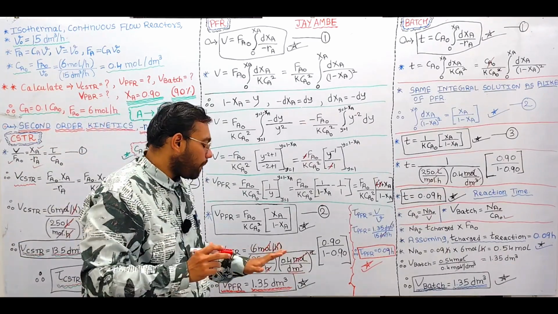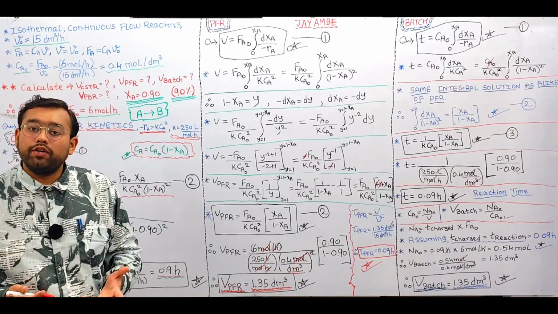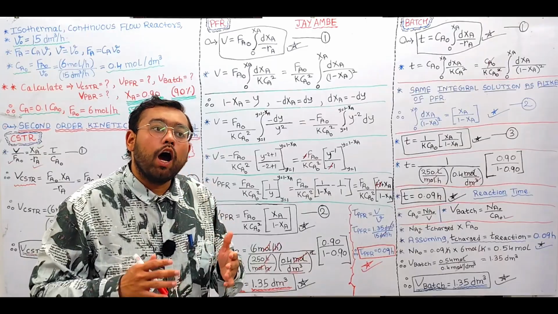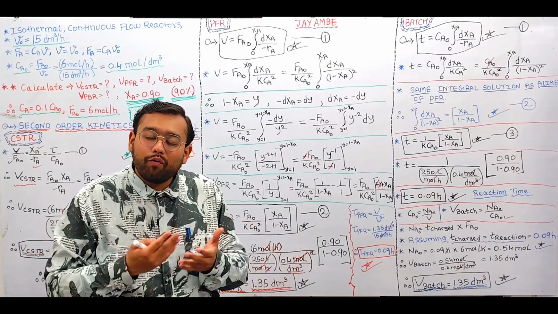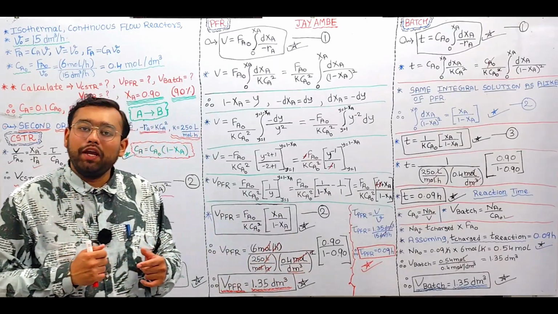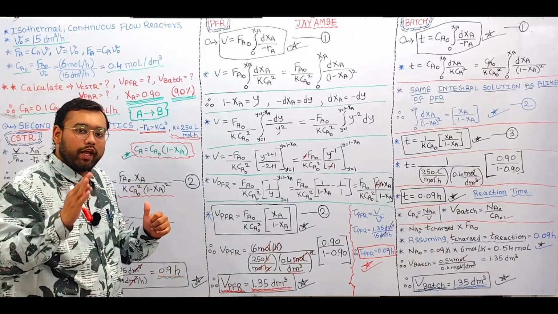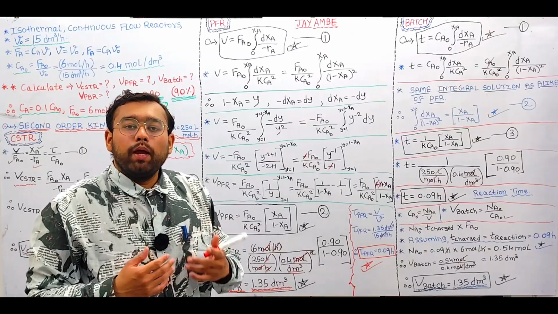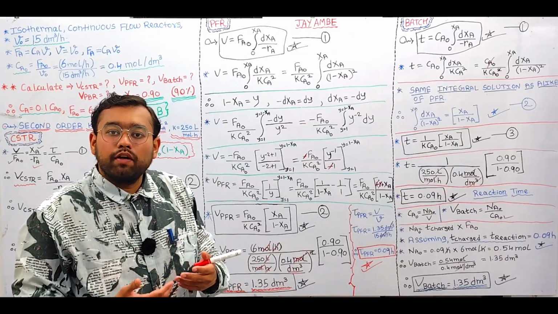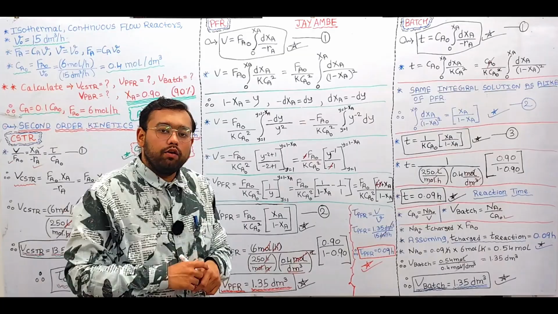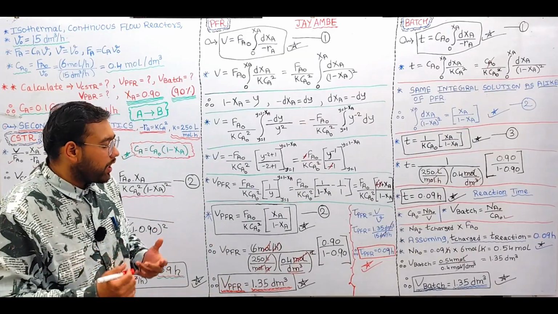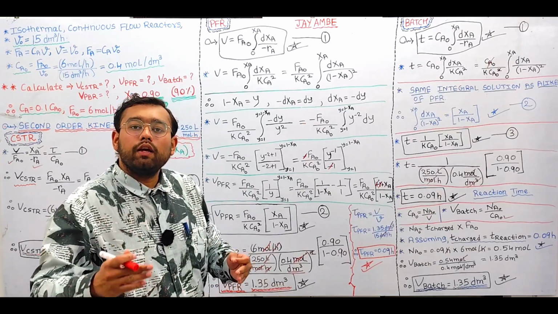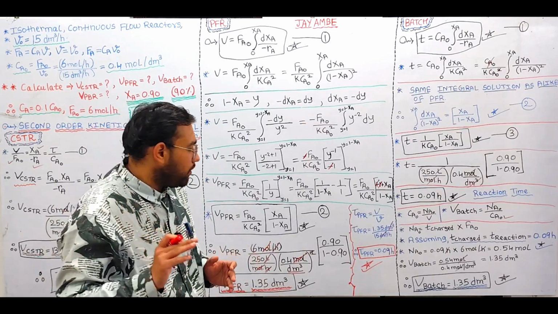Okay, now the next question: we have designed the volume of the plug flow reactor, but how much time will it require in order to achieve the desired conversion of 90%? We need to calculate that. Here we will make use of the fundamental concept of space-time. By using the fundamental concept of space-time, we'll calculate the required reaction time.